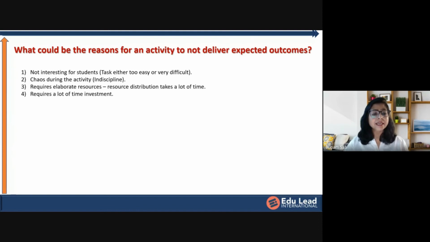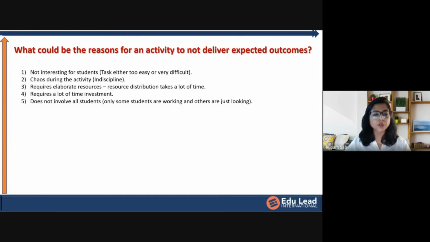Next is that it requires a lot of time investment, which means that you're not able to finish it in one period, or it may carry on to the second period. The results are not coming from that activity within that period. If it requires a lot of time investment, then also the activity does not work.